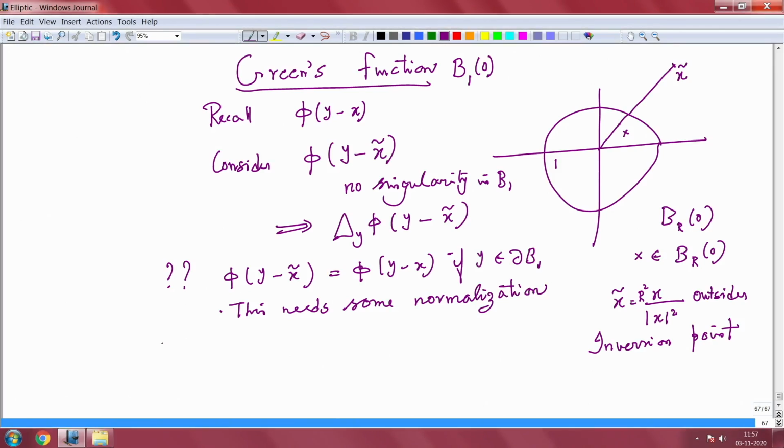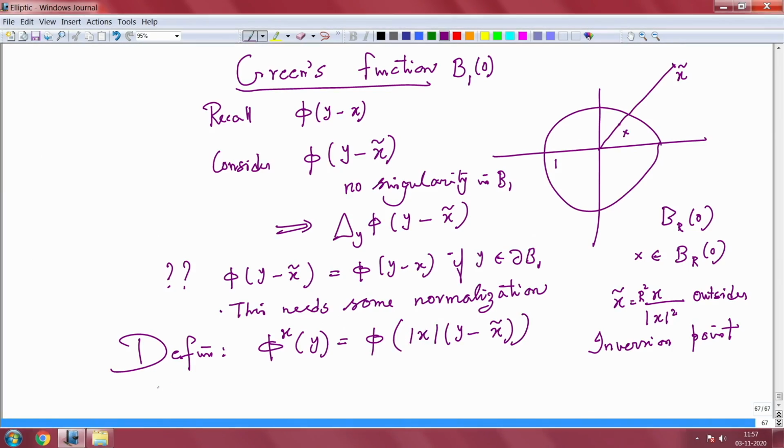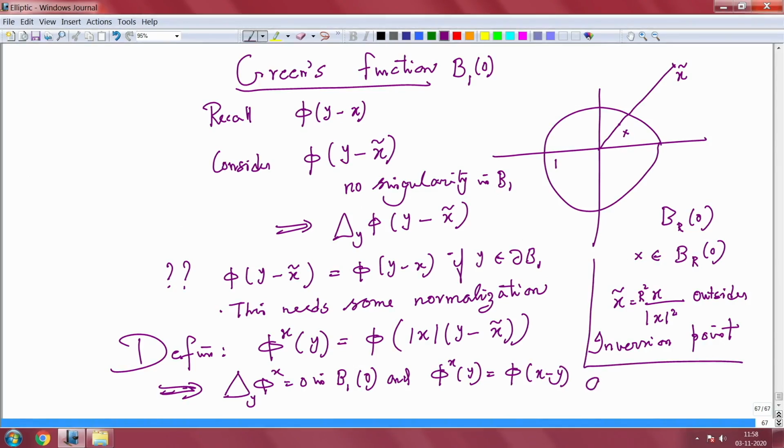So, this is the definition: phi x of y, where x is fixed and only y varies, is equal to phi of modulus of x times y minus x tilde. Since x is fixed, it is a constant as far as y is concerned. This will not change the Laplacian: the Laplacian of phi x with respect to y equals 0 in B1 of 0, and phi x of y equals phi of x minus y on the boundary of B1. So, you have this.